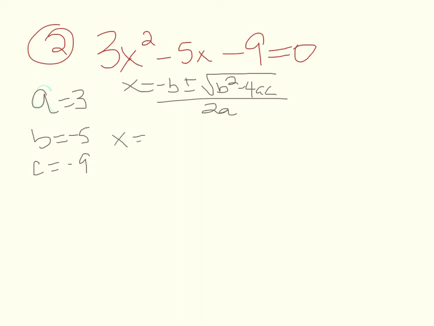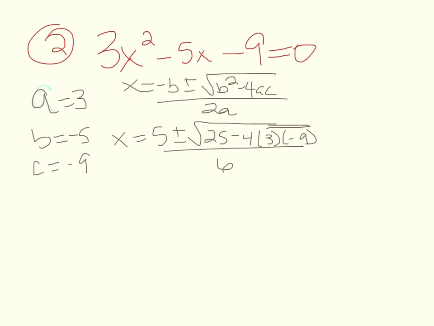So we have x equals, now we have a -b, so the opposite of -5 is a +5, plus or minus the square root. Now b squared is -5 squared, which is a +25. Remember, that will never be a negative there. Minus 4 times 3 times c, which is -9, all over 2a, which is 2 times 3, and that is a 6. Again, make sure you know how to plug that in. I'm going to go ahead and finish this.